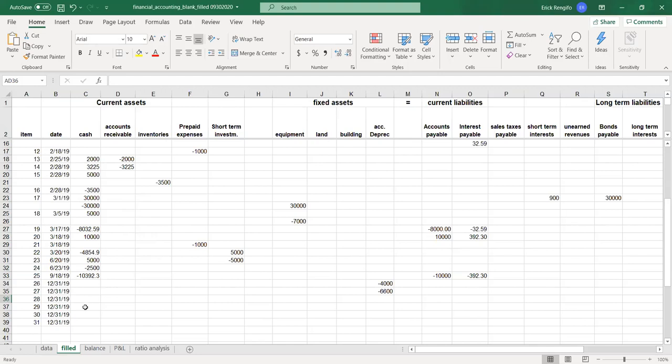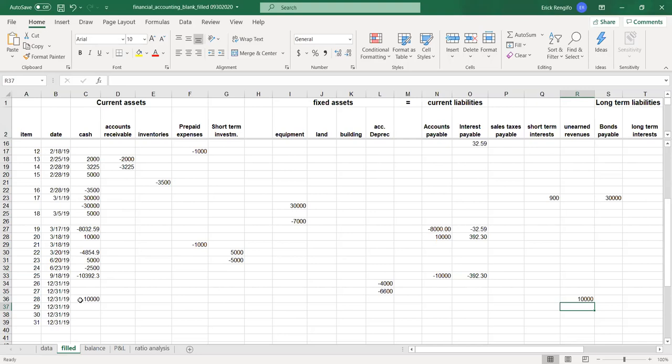Then I receive money in transaction 28. I receive $10,000. However, guys, what happens is that I receive this money, but I haven't done anything. So this is going to be a liability called unearned revenues. It is not yet a revenue because I haven't provided a service, so I haven't earned it. That's why it's called an unearned revenue in my current liabilities. Make sense to everyone? This is something that always happens in corporations.